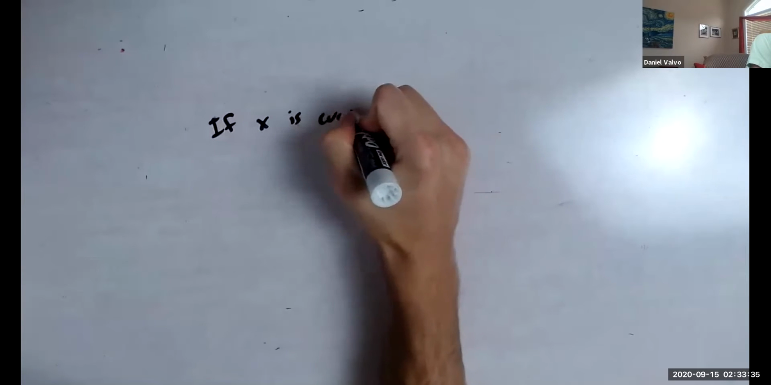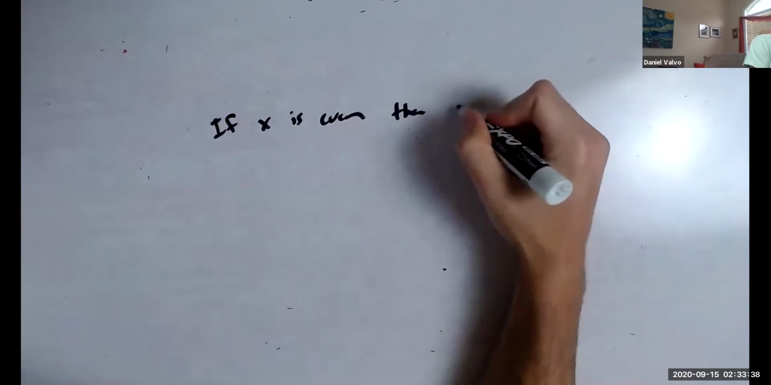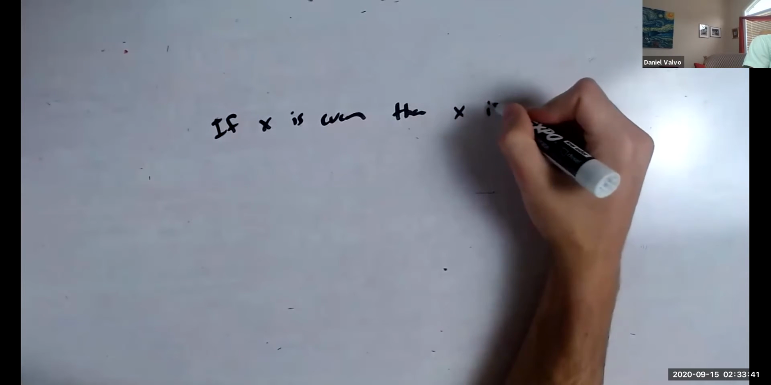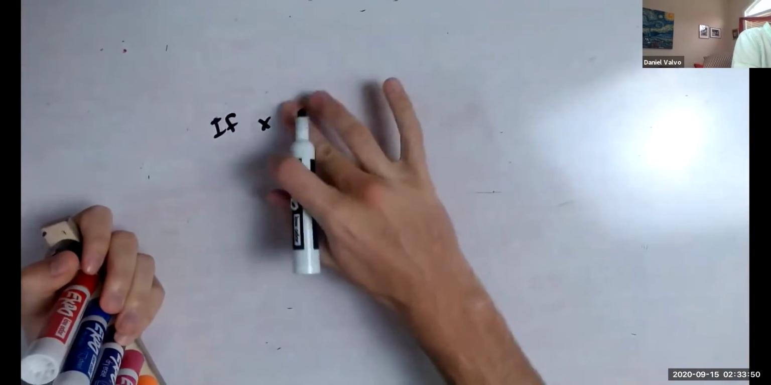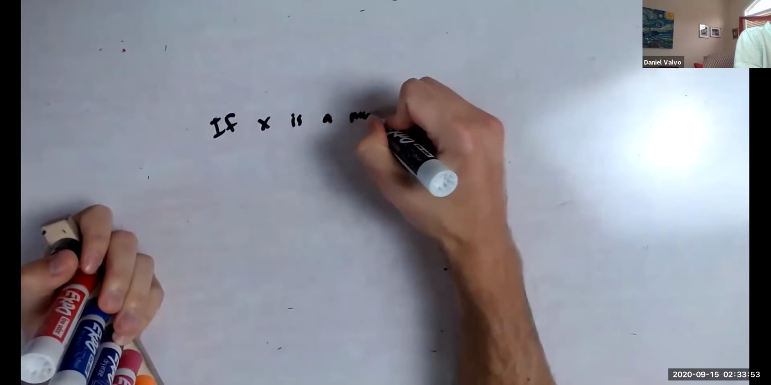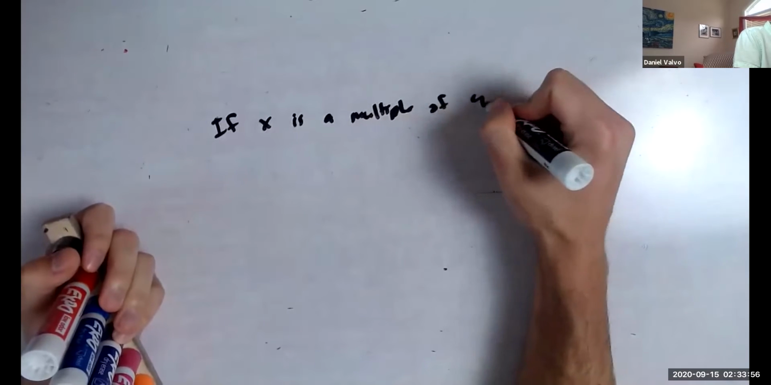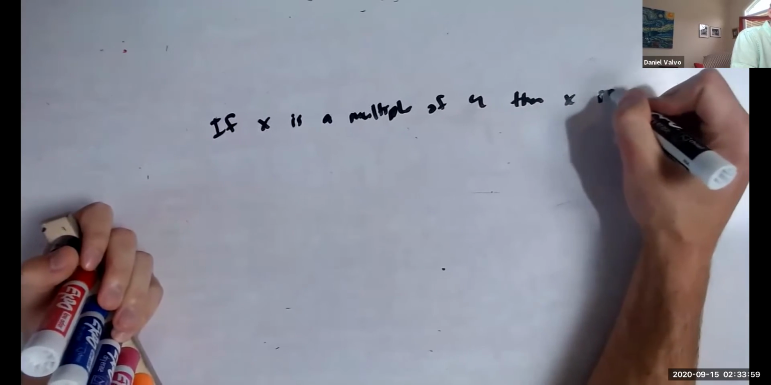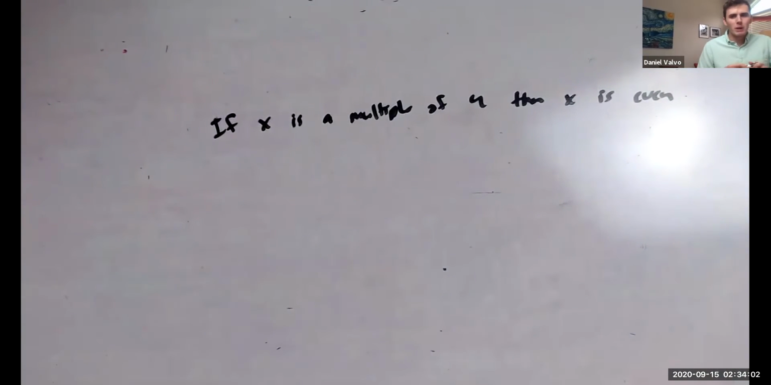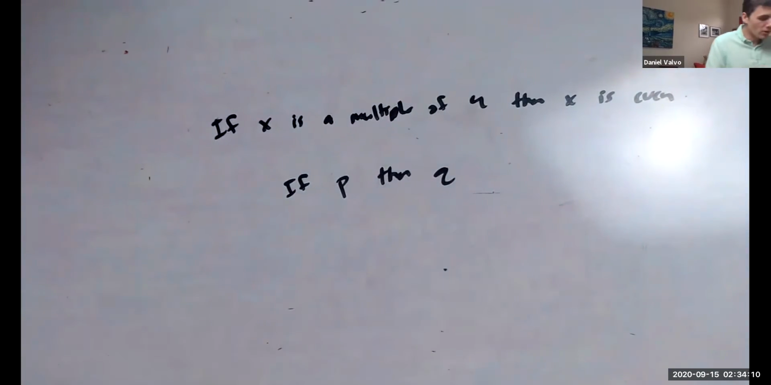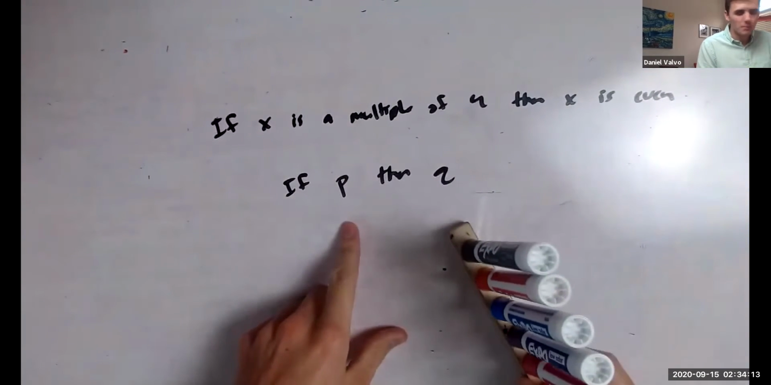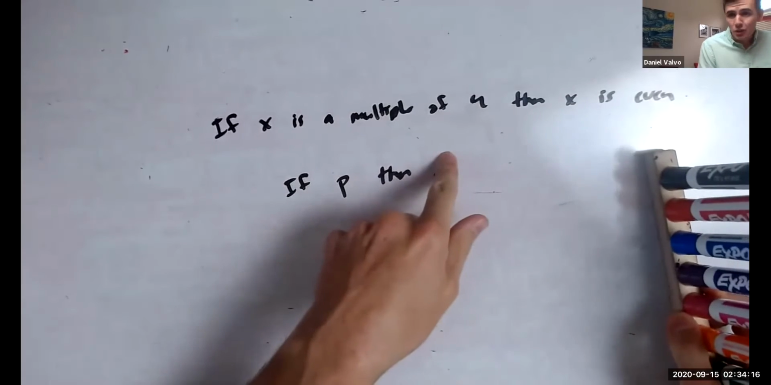If x is even, then... or a statement something like if x is a multiple of 4, then x is even. Which, remember, we can't talk about right now, because right now we can do if p then q, but only if p and q are statements, and x is a multiple of 4 and x is even are not statements.